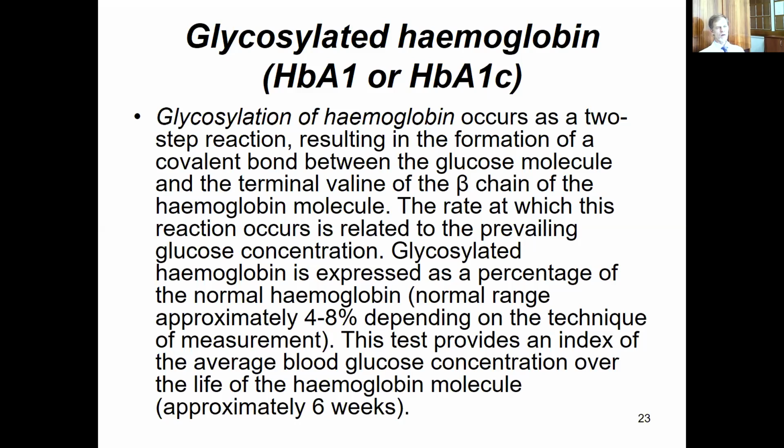But you may ask, what do we do this for? We can check just pure glucose. It's much easier to do, a very simple test. Let's check glucose. Why should we detect glycosylated hemoglobin? You know that glycosylated hemoglobin gives us an idea about the average blood glucose concentration over the life of the hemoglobin molecule, again approximately 6 weeks. So what does it mean?